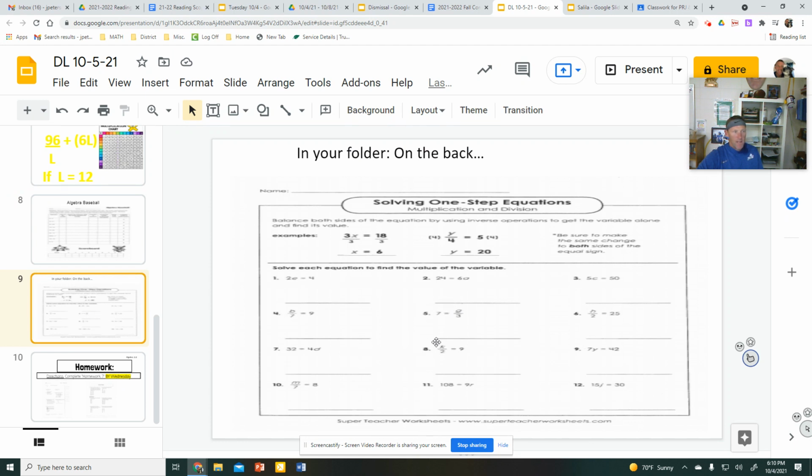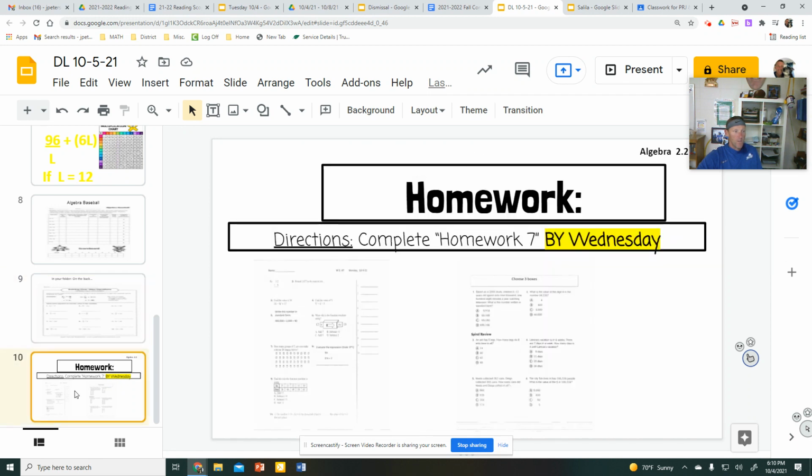You're going to evaluate these expressions as well. Know that we have division here, right? And if you don't like division, turn around and make it multiplication. That should work for you. And then we have our homework that we're going to try to get done.